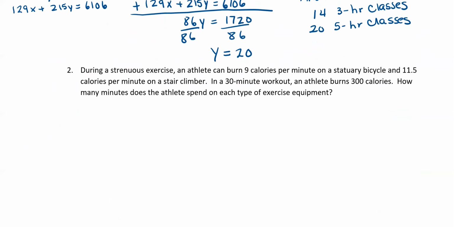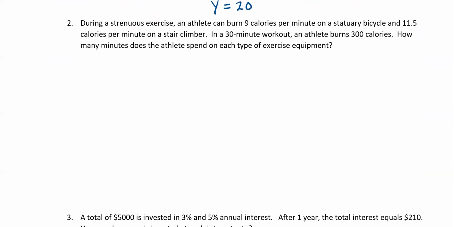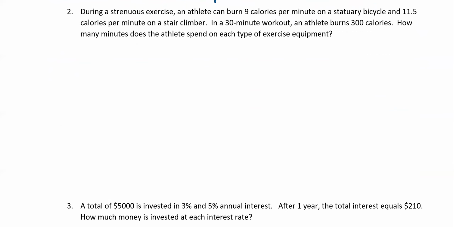Number 2, during a strenuous exercise, an athlete can burn 9 calories per minute on a stationary bike. I think we need to fix the word stationary there. And 11.5 calories per minute on a stair climber. In a 30-minute workout, an athlete burns 300 calories. How many minutes does the athlete spend on each type of exercise equipment?